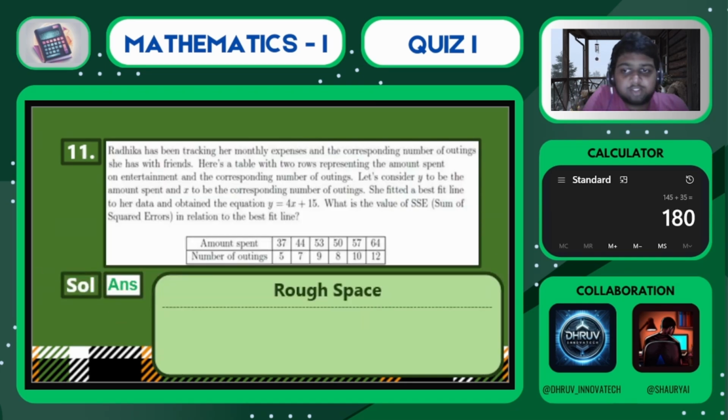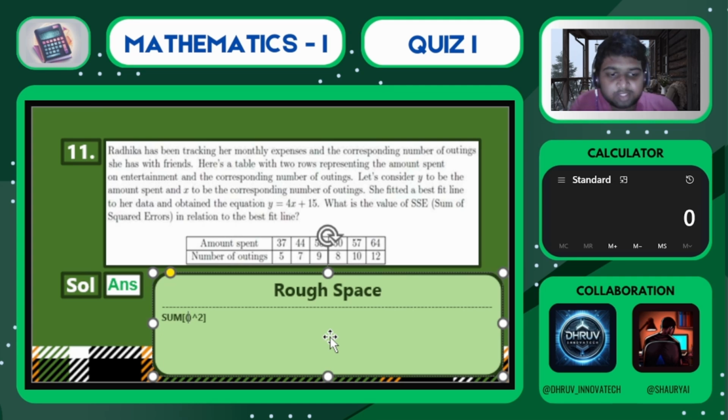Next question. This is the question of sum squared error. Let's move forward to this question. In this question, we have to do the sum squared error, and we have to find the value of SSE. In this, you can either transfer the x point to y, or you can just take 4x plus 15 minus y, because at the end, you have to just square it.